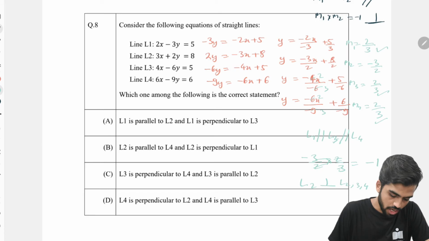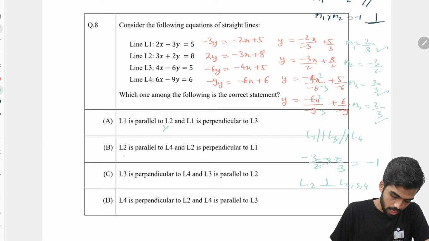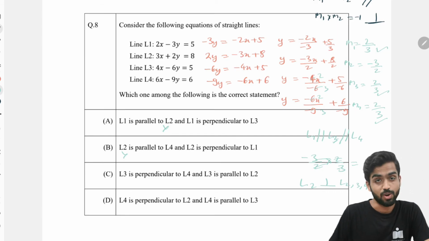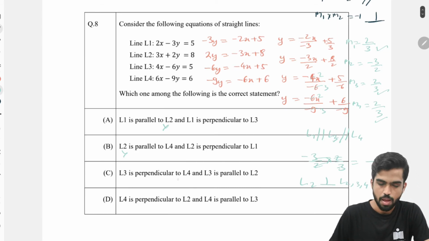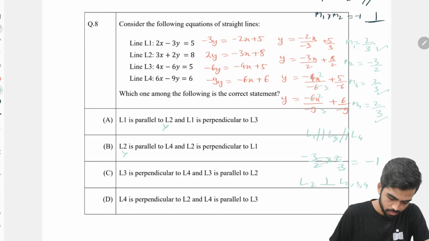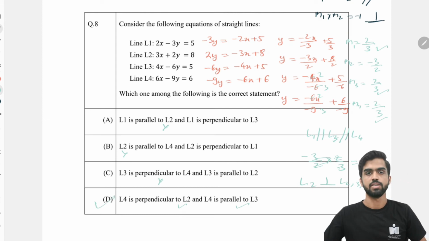Okay, so L1 is parallel to L2? Wrong, because L2 is perpendicular. L2 is not parallel, L2 is perpendicular. L3 is perpendicular to L4? No, L3 and L4, remember, are parallel. So this is also wrong. L4 is perpendicular to L2, right? L4 is also parallel to L3, right? So D is the right answer.